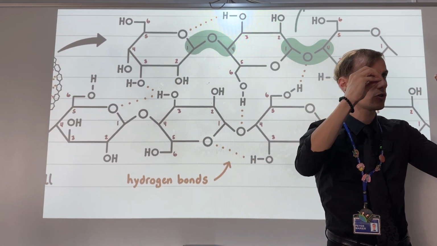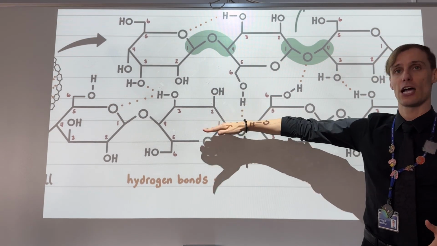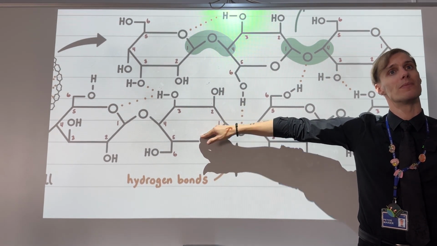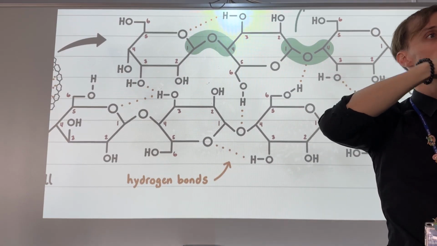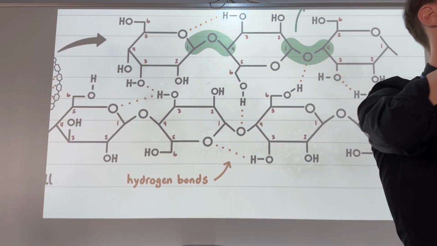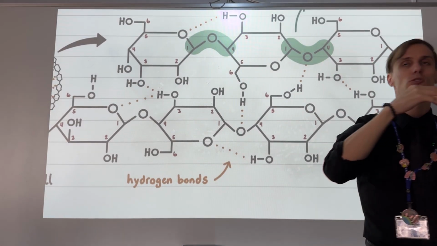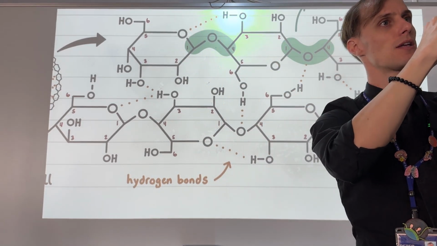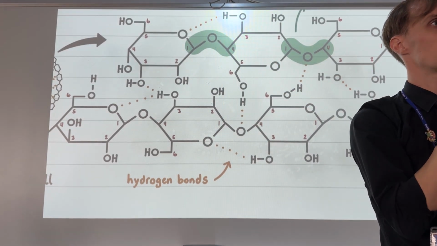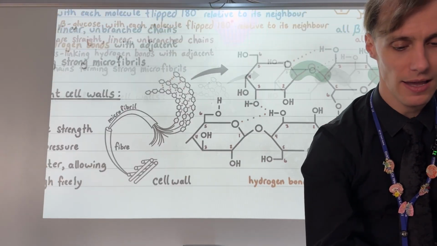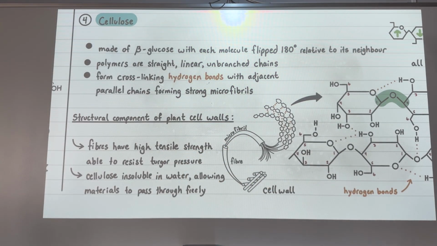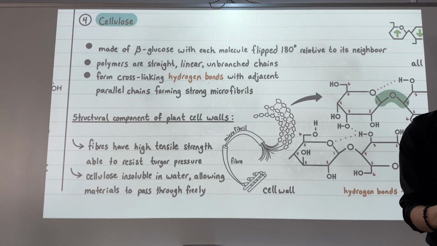So the structural component is the actual polysaccharide, but where its strength comes from is the interaction between the polysaccharides. That's what gives it its strength. It's really the hydrogen bonds that form from one sheet to the next. So cellulose actually has tremendously high tensile strength. So it means it can resist forces very, very well.